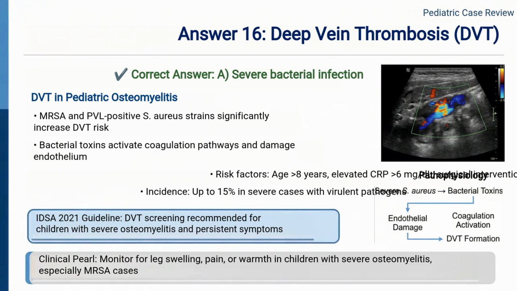The Infectious Diseases Society of America 2021 guidelines recommend active screening for deep vein thrombosis in children with severe osteomyelitis and persistent or worsening symptoms. Clinicians should monitor for calf swelling, warmth, or pain in high-risk cases.